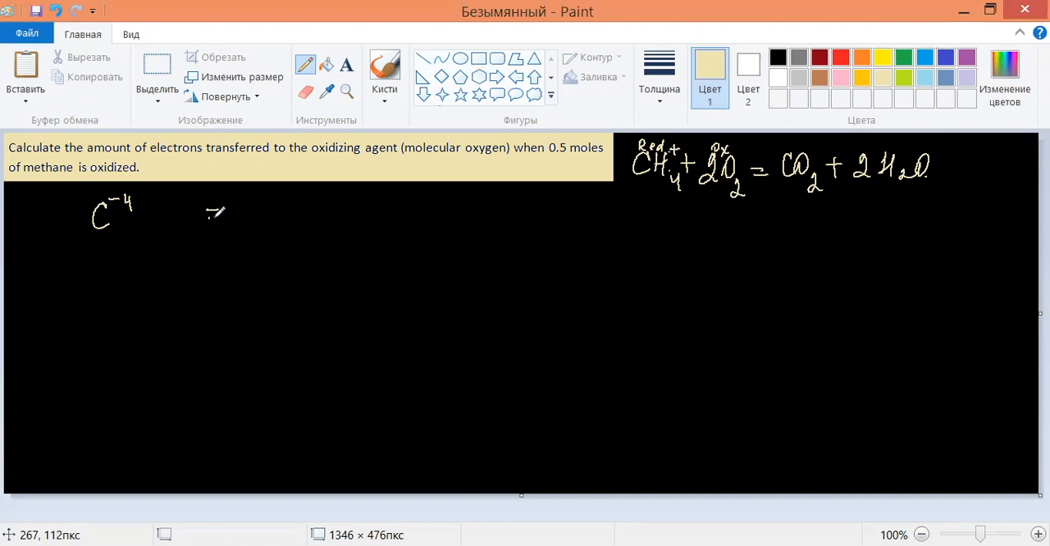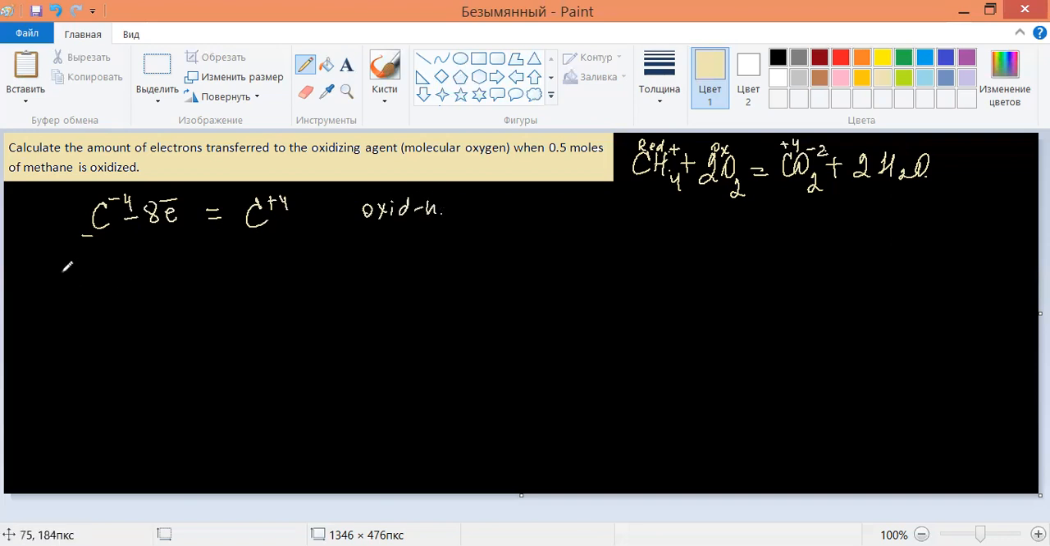Okay. And then we got, for our consideration, the CO2 molecule, where we understand that the oxidation number of the carbon atom in this molecule is plus 4, right? So that means that in order to get C minus 4 into C plus 4, it should say goodbye to 8 electrons, right? And this process is called oxidation.